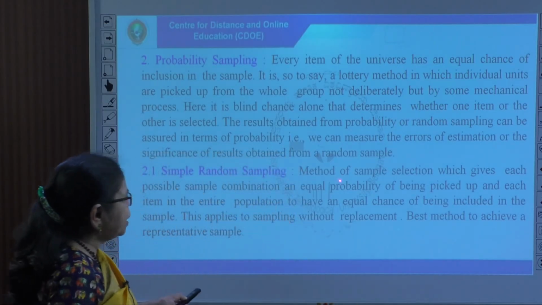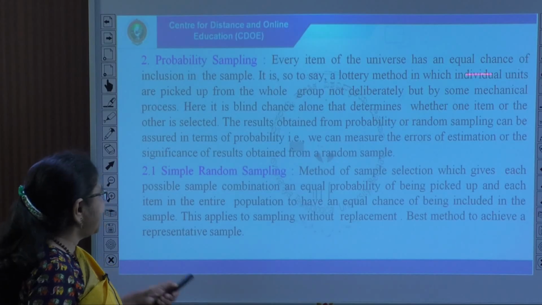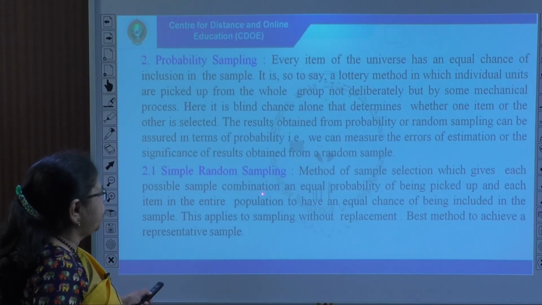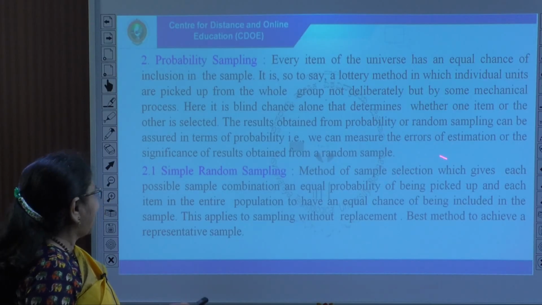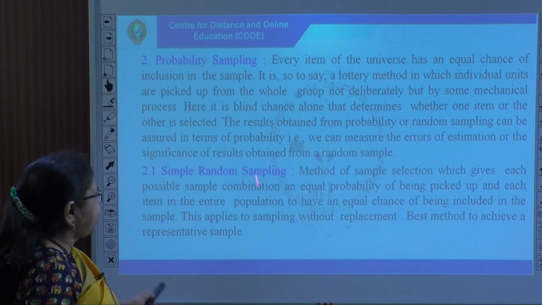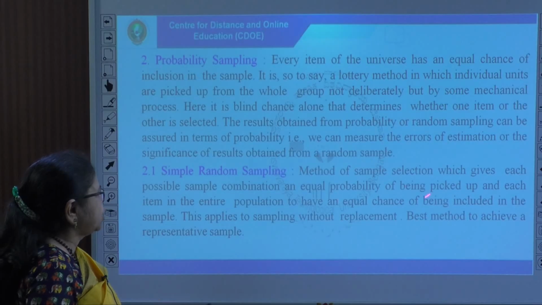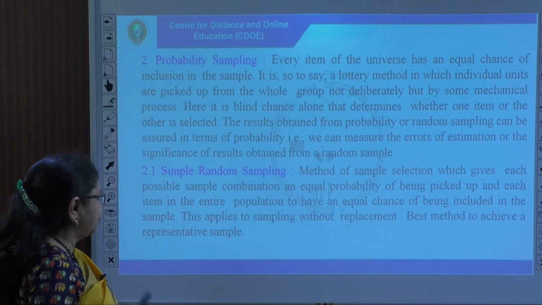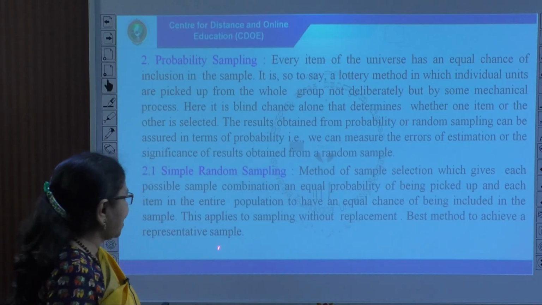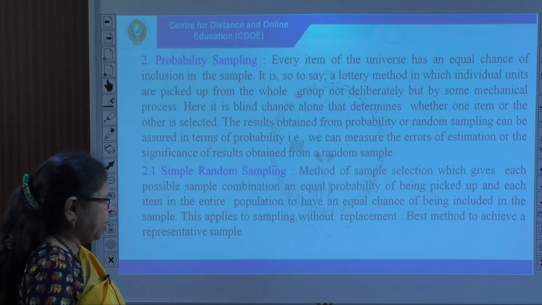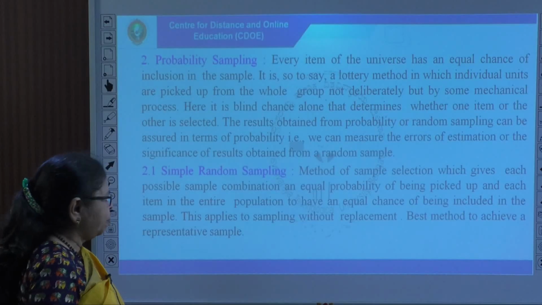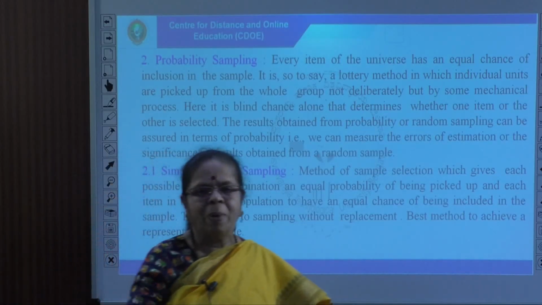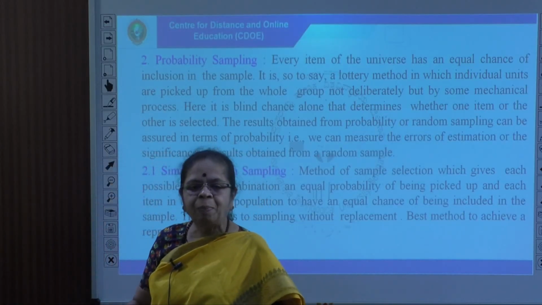So, it is the method of sample selection which gives each possible sample combination an equal probability of being picked up and each item in the entire population an equal chance of being included in the sample. This applies to sampling without replacement. Best method to achieve a representative sample. Very good method, random. What is this replacement? We will see.